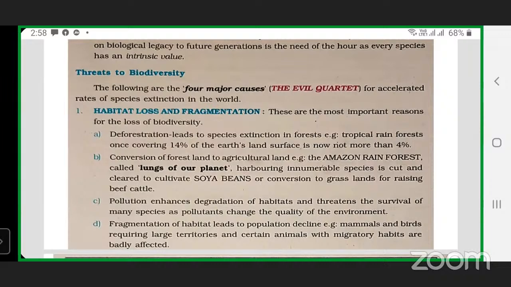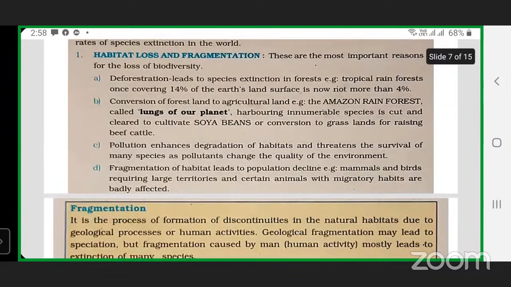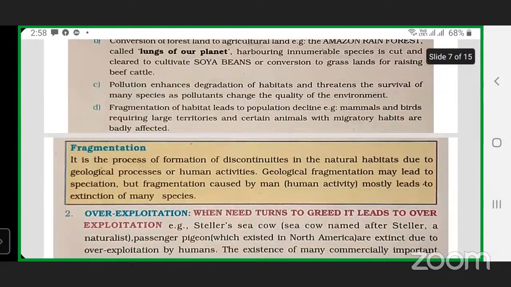Then pollution enhances the degradation of habitats and threatens the survival of many species as pollutants change the quality of the environment. Then come to the fragmentation of habitat, which leads to population decline. For example, mammals and birds requiring large territories and certain animals with migratory habits are badly affected by fragmentation. What is fragmentation? It is the process of formation of discontinuities in the natural habitat due to geological processes or human activities. Geological fragmentation may lead to speciation. Sometimes geographical fragmentation leads to new species. It is beneficial. Whereas man-made fragmentation can destroy the living organisms. It is hazardous to biodiversity.